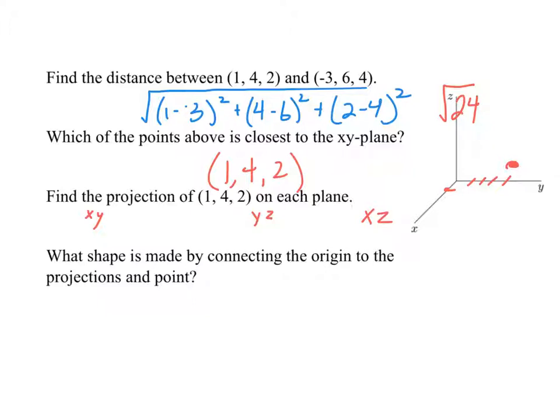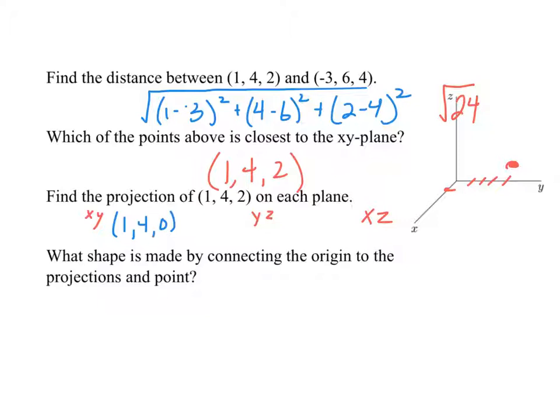So a projection means, and the reason it's called a projection is it's like saying, if I shined a light on the point aimed at the XY plane, where would that shadow end up being? So think about, you've got this light and you're shining it down on the XY plane, meaning you just kind of drop the point down. Where does it end up? Of course, it would end up at 1, 4, and 0. Okay? So 1, 4, 0.